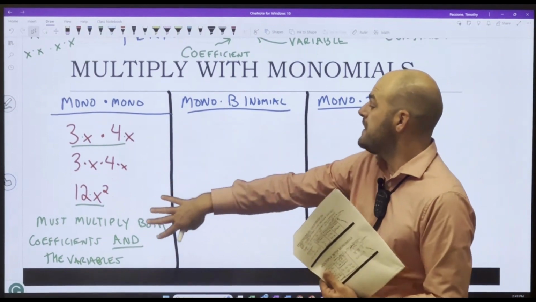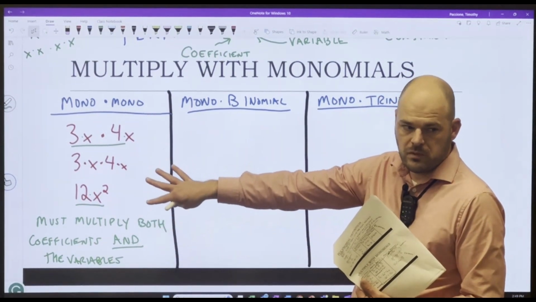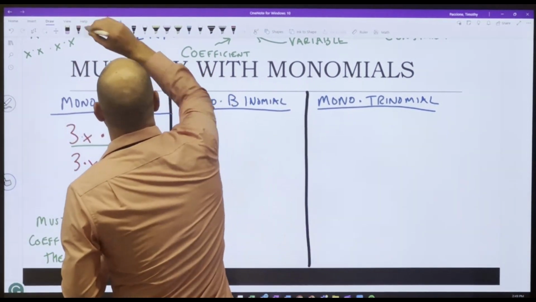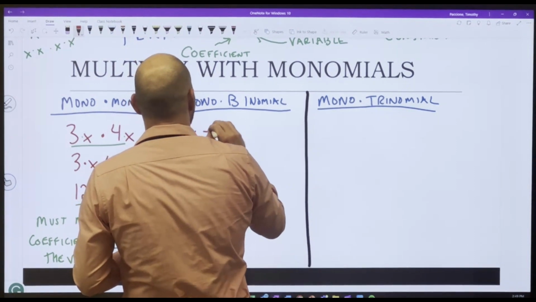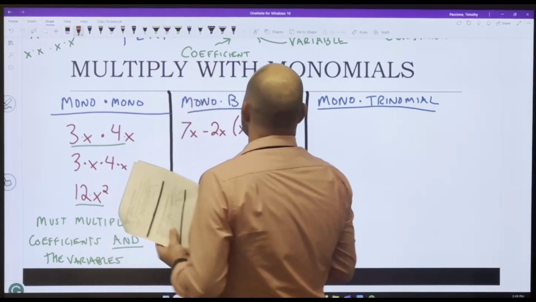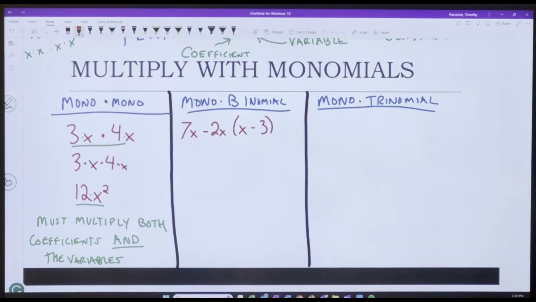All right, that's monomial times monomial. Okay. Now, what if I had a monomial, and we're going to up our difficulty level here: 7x minus 2x times x minus 3. Okay, what do you think is a common mistake that people might make here? Because I saw it on the test. They don't distribute? Well, distributing is multiplying. They don't distribute before they do 7x minus 2x, right?